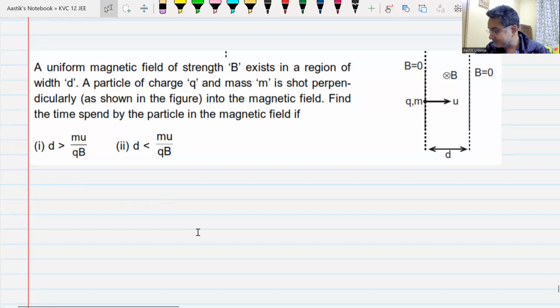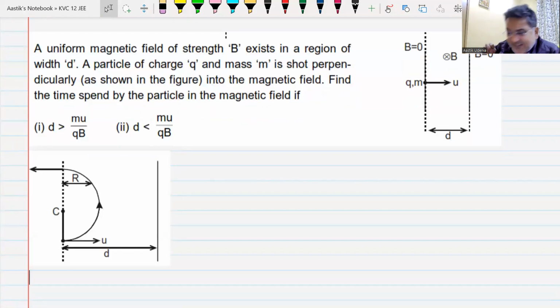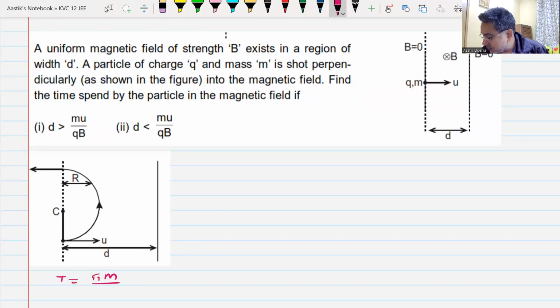Yes, speak. D is equal to pi m by QB in first case. In first case, D is equal to pi m by QB because it will be one half circle. D is more than the radius of the circular path, and it will turn half of a circle. So in the first case, the answer is very simple: pi m by QB. Do we understand this? Understood, sir.